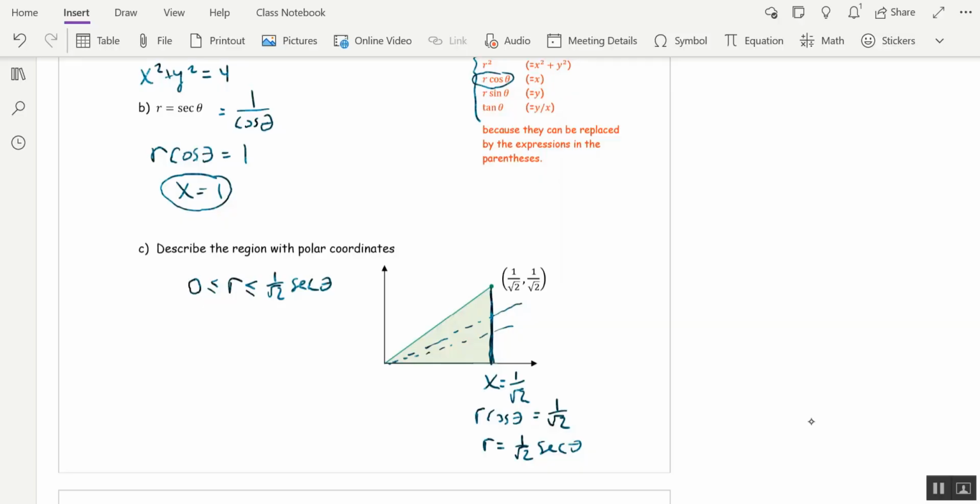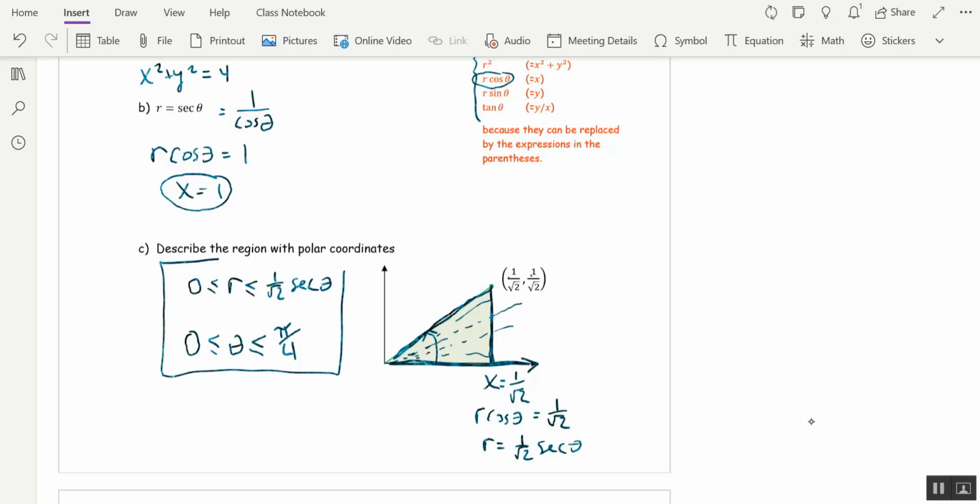All right, and now for theta, I want to ask, for what values of theta do I have these rays going through the region? Well, my rays start here at the positive x-axis, which is theta equals 0. So the lower limit on theta is 0. The upper limit on theta is the value of theta that corresponds to this line here. And I can just see that. A lot of these you don't need any equations. 1 over root 2, 1 over root 2 is on the line. y equals x, so that must be the angle pi over 4. All right? And so those are the inequalities that describe the region.